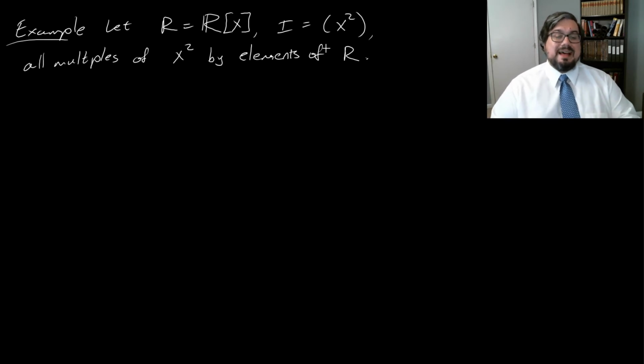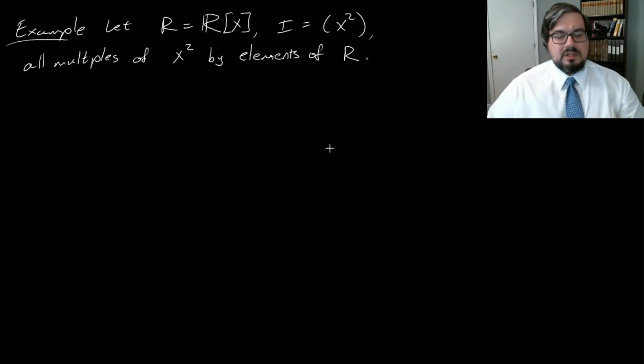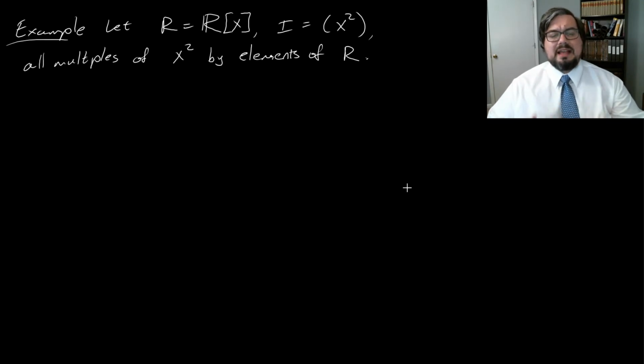Now, this means that the ideal I contains lots and lots of elements, all the things that you could get by taking a polynomial and multiplying it by x squared. So in particular, I consists of all polynomials where all terms of the polynomial have degree at least 2, plus the element 0. And we already looked at something like this as an example of an ideal back when we were talking about ideals.